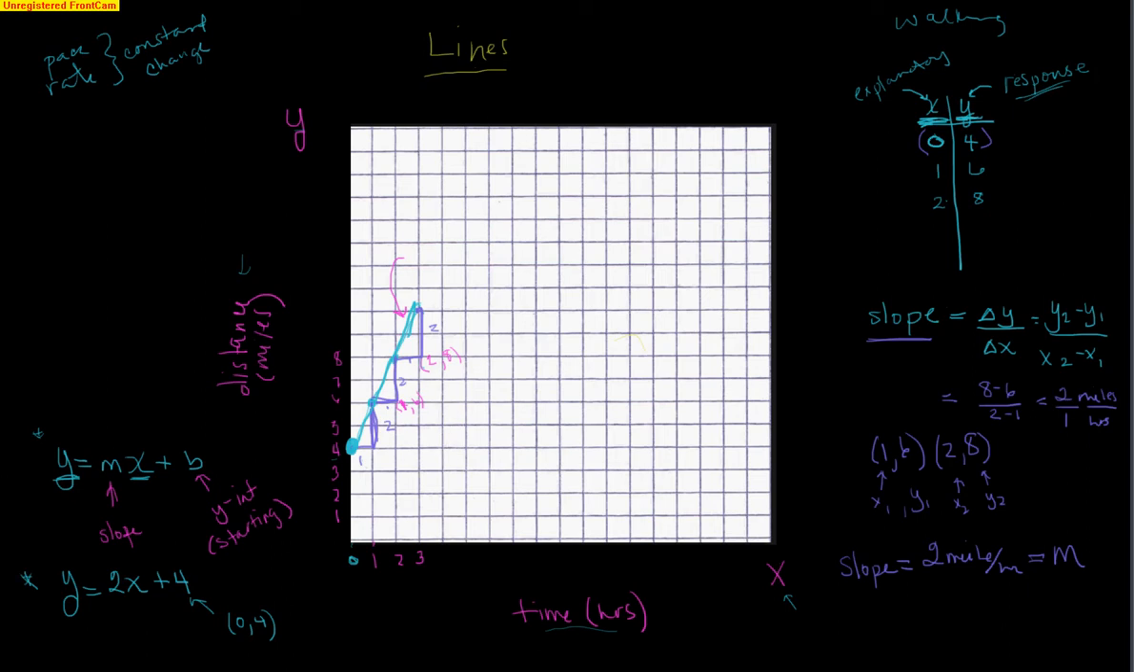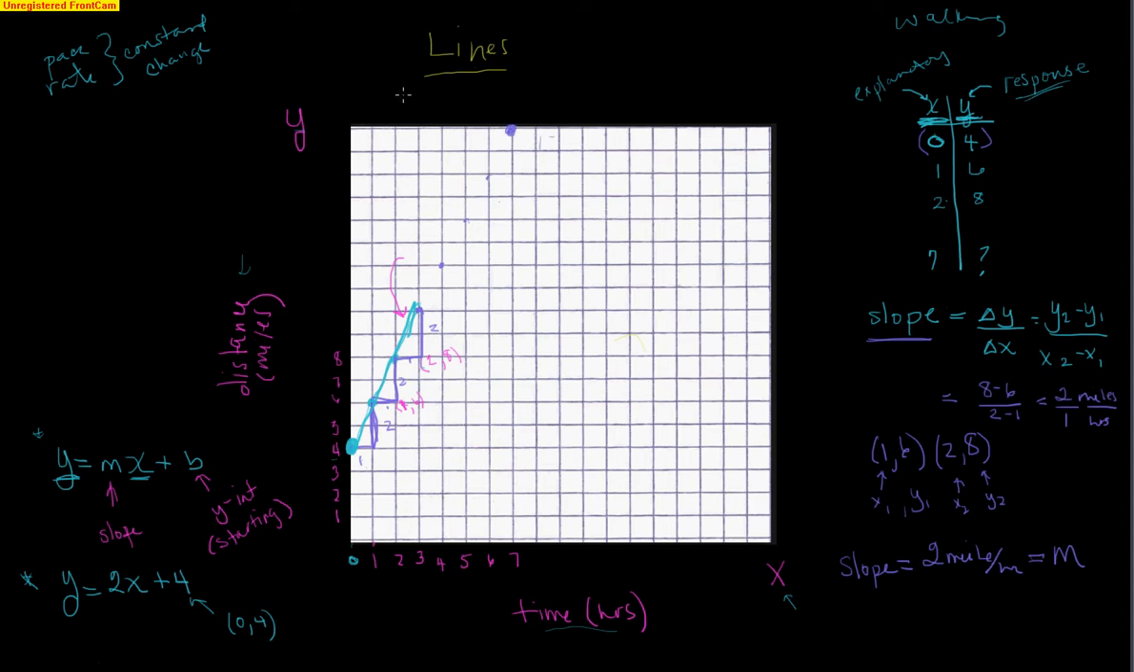And we can use this line to predict other things. So for example, where will I be if I walk for 7 hours? How far from home will I be? Well, I could keep going here, out to 3, 4, 5, 6, 7. Or I could keep using the slope: for every 1 I go over, I'm going up 2, over 1, up 2, over 1, up 2, until I get out here to the 7.